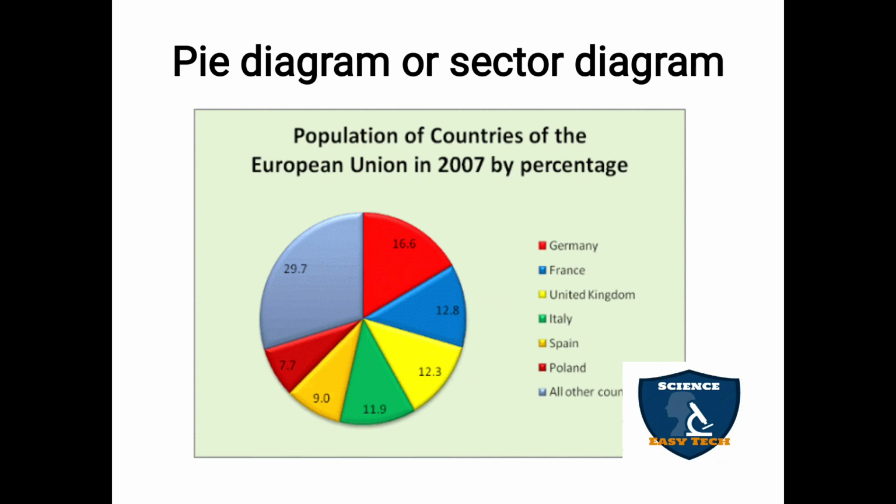One more thing, a pie diagram or sector diagram showing population of countries of the European Union in 2007 by percentage. Different colors: red they have given for Germany, for France they have given blue, and the percentage also they have given clearly. So just have a look into it.